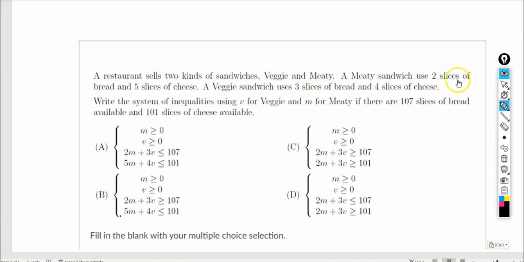Okay. Meaty sandwich uses 2 slices of bread and 5 slices of cheese. And a veggie sandwich uses 3 slices of bread and 4 slices of cheese. There are 107 slices of bread available. So as far as the bread is concerned, you have at most 107 slices of bread.